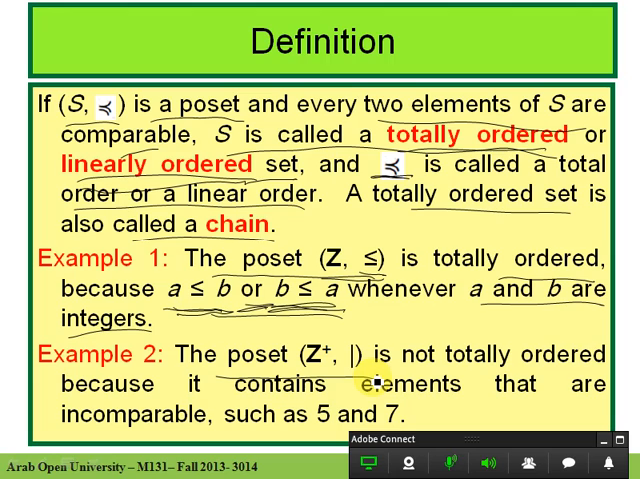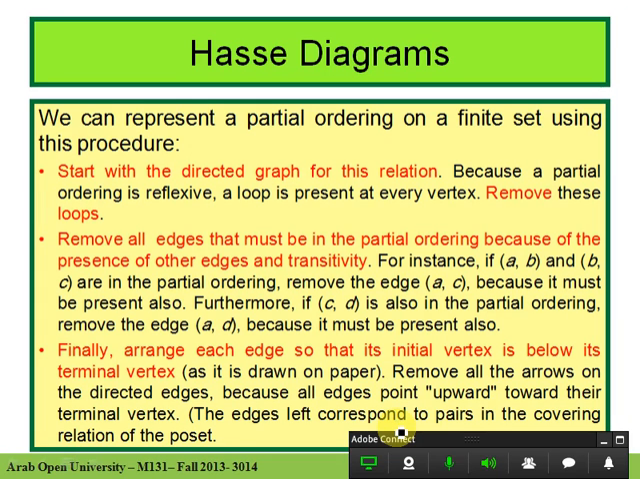The same thing for Z plus with divisibility is not totally ordered, because we have the example of 5 and 7. This is the last one.